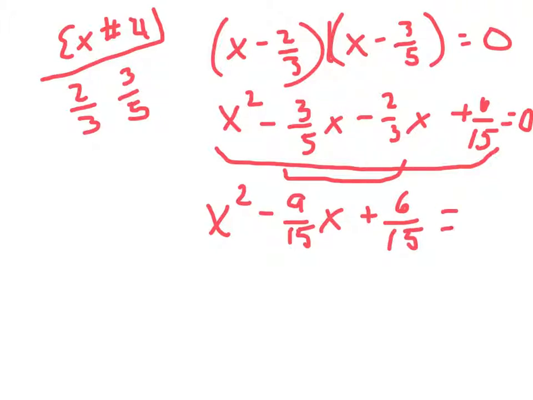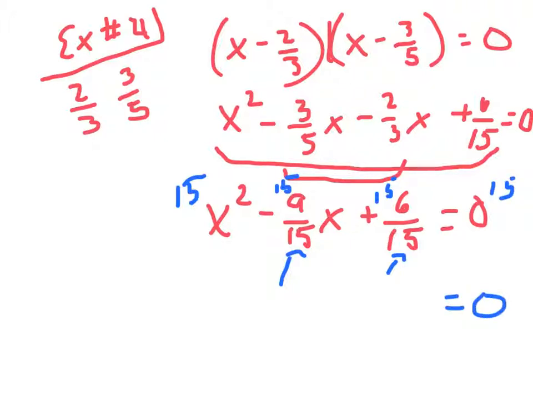Almost all the time with these problems, you're not going to see fractions. So what I'm going to do is I'm going to get rid of my denominators here. To get rid of my denominators, I have to multiply everything through by 15. Even the 0, although it doesn't make any difference because it cancels out. 0 times 15 is 0. 15 times x squared is 15x squared.